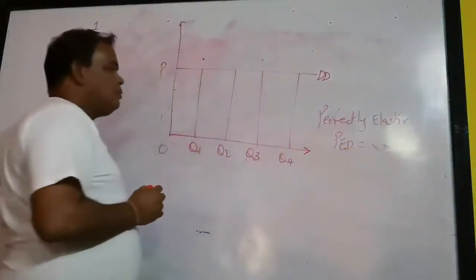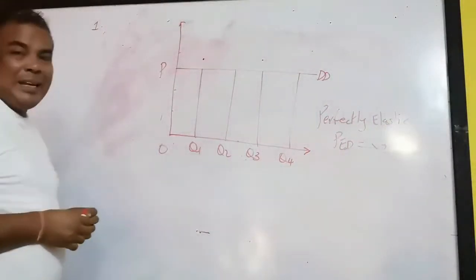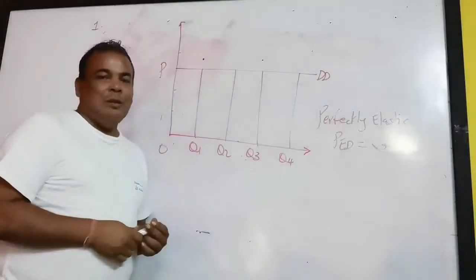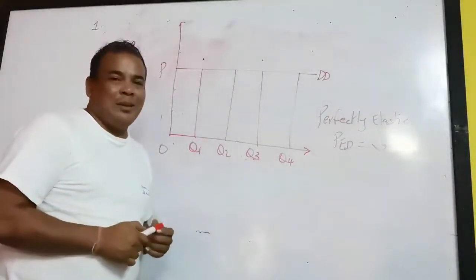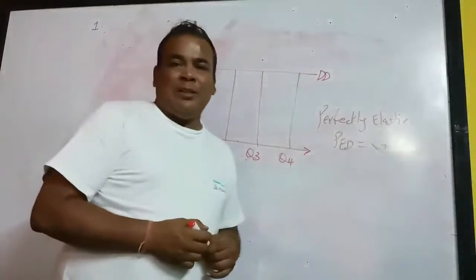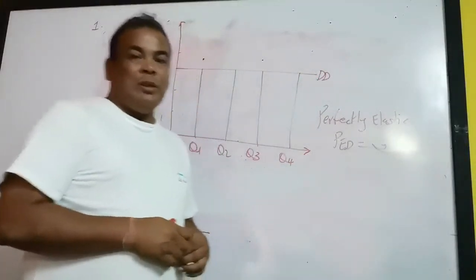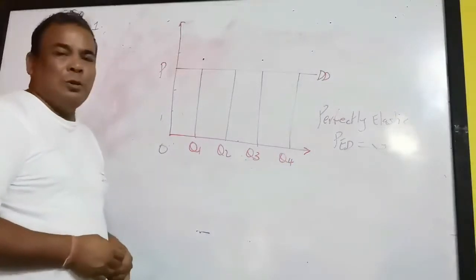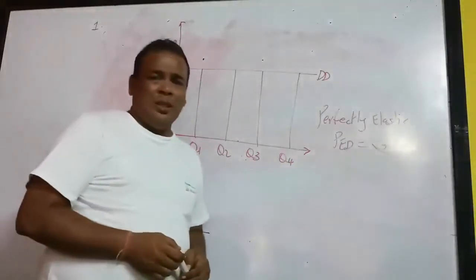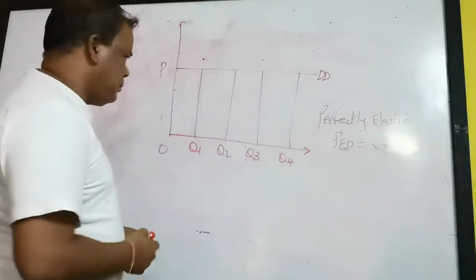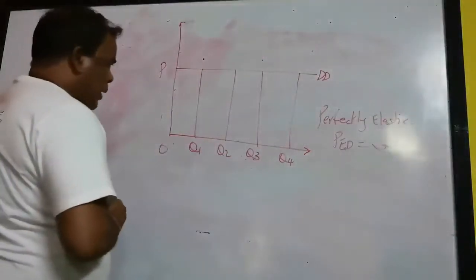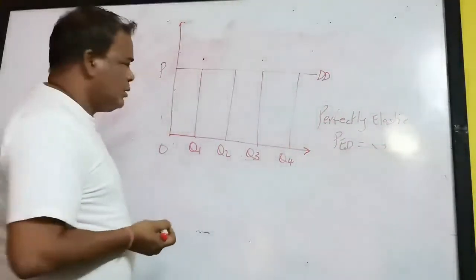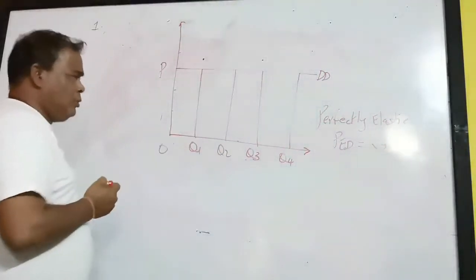What you have to note here, when demand is perfectly elastic, demand can fall to zero when price rises. When you increase the price of a product, it may be possible that quantity demanded falls to zero. People will stop buying.